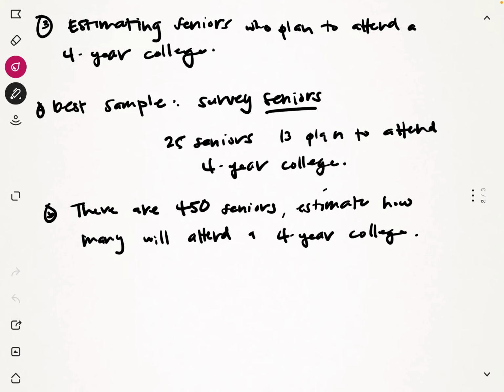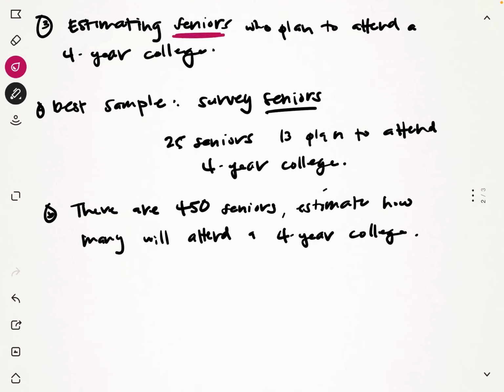Okay, on to number 3. So this is a practice in estimation and statistics. When we're talking about statistics, it's always good to get a good sample. And when we're talking about sampling, we're talking about if you're trying to find out information about a certain group of people, we have to make sure we take a diverse look at that group of people in order to extrapolate data. So it's saying we're trying to estimate seniors who plan to attend a four-year college.